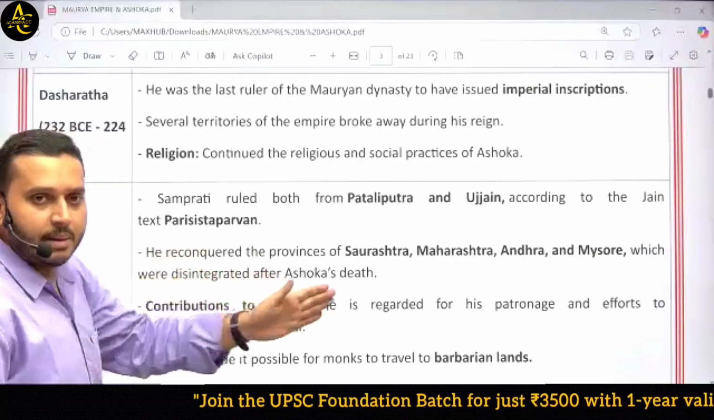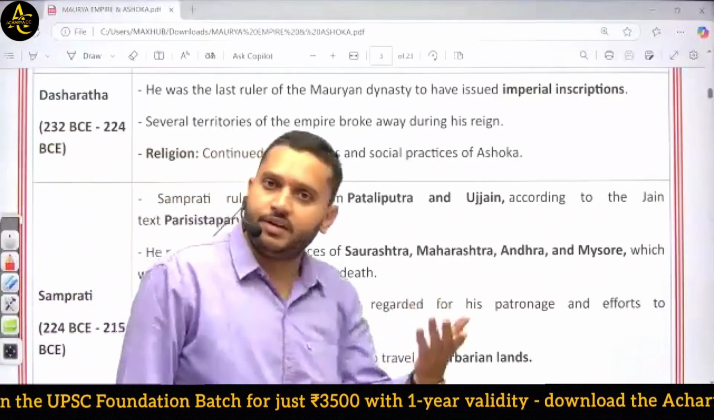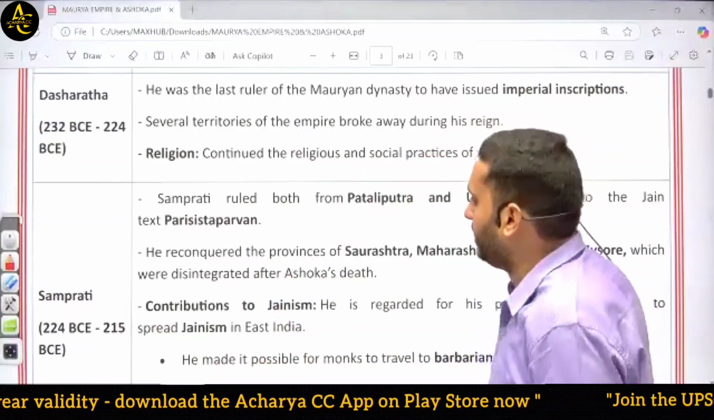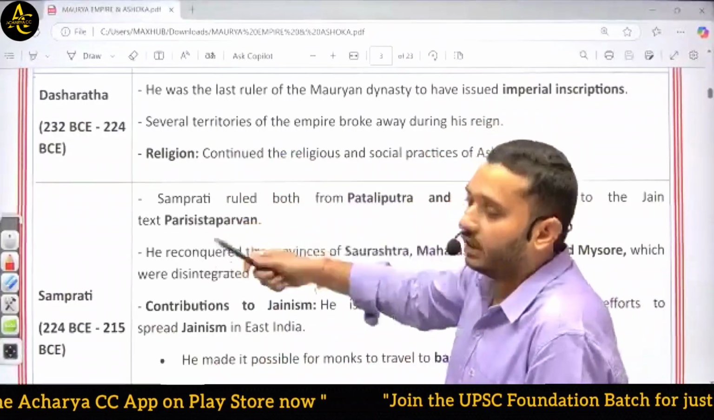Then we will read separately about Ashoka's administration and various other things about their edicts. They are very important. I will also show you some images as well. But first we complete all the other kings.